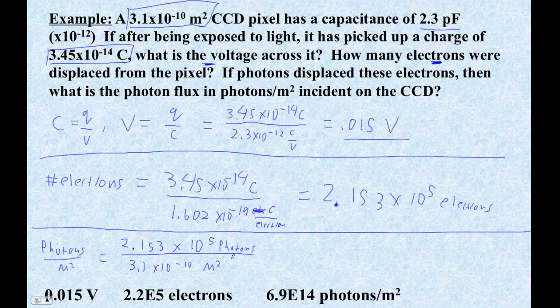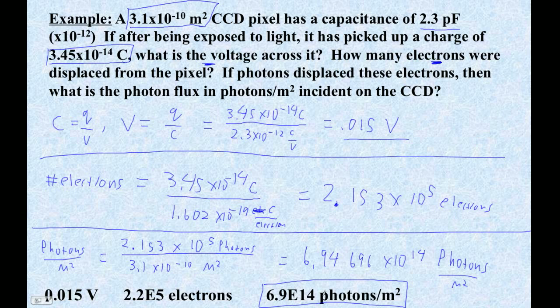Okay, so I'm going to take this and divide by 3.1 e to the minus 10th square meters. Oh, whoops, I didn't divide it, I raised it to the power of. Okay, hold on. I'm getting back there. There it is. Okay, divided by 3.1 e minus 10. And I'm getting 6.94696 times 10 to the 14th, and that's photons per square meter. Ta-da!